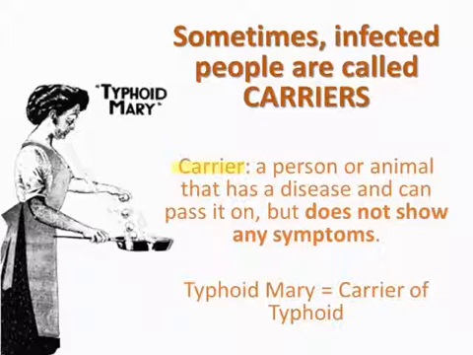As we talked about in class last week, sometimes infected people are carriers, and these are people who don't show any symptoms of having the disease, but they are passing it to other people. An example of that was Typhoid Mary, who was never sick with typhoid, but caused the deaths of a lot of people she worked for because she was passing the typhoid bacteria to them.